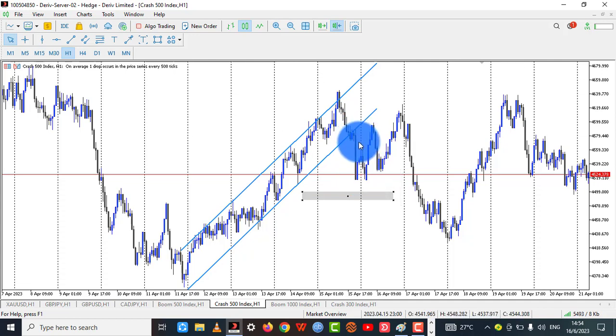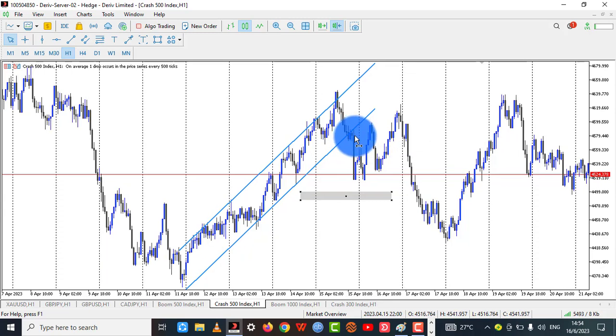And if we look at it, many people might not be able to enter here because they might enter late, because by the time most people enter when it breaks out of this channel, the price would have left them and would have crashed a long time back. So if that happens, well, my strategy works this way.